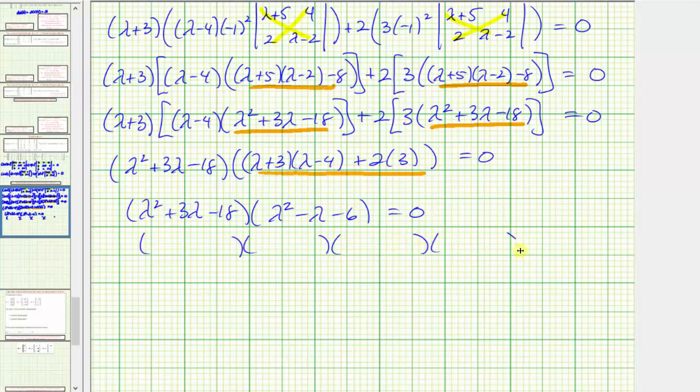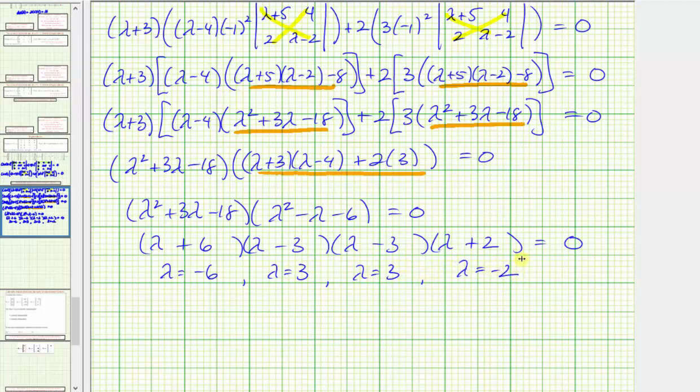into 2 binomial factors. The factors of lambda squared are lambda and lambda. The factors of negative 18 that add to positive 3 would be positive 6 and negative 3. And now for this trinomial, the factors of lambda squared are lambda and lambda. The factors of negative 6 that add to negative 1 are negative 3 and positive 2. So this product equals 0 when lambda equals negative 6, when lambda equals positive 3. Notice here we get another lambda equals positive 3, and here we get lambda equals negative 2.